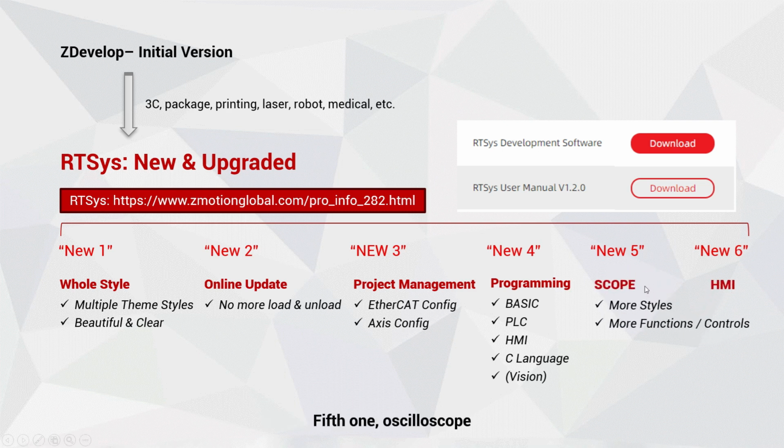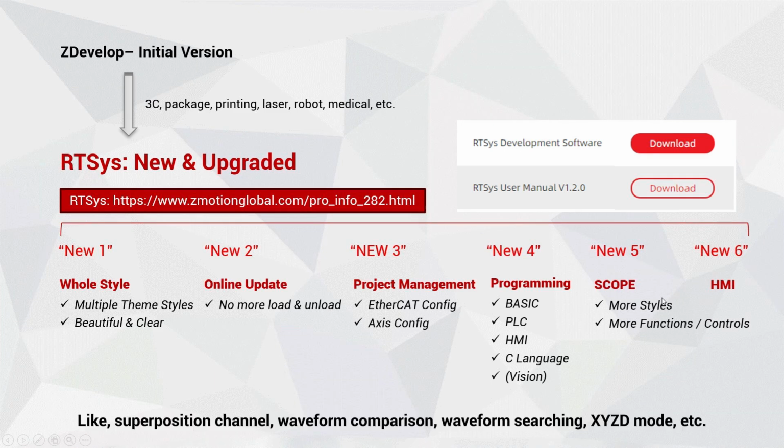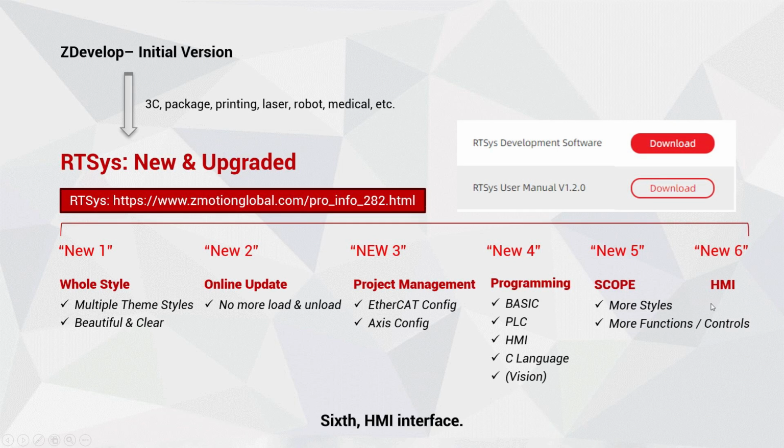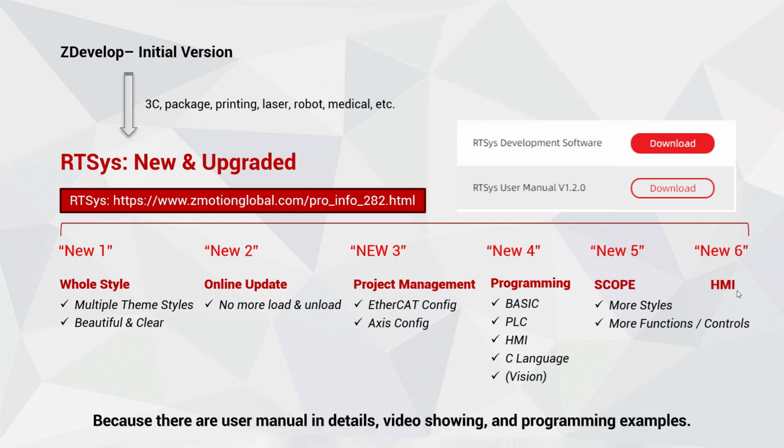Fifth one, oscilloscope. The oscilloscope updates the style and function. More styles, more functions, like superposition channel, waveform comparison, waveform searching, XYZ mode, etc. Sixth, HMI interface. Also, the style updated, more controls added. Even though RTSys expanded so many parts and functions, it is still clear, easy to learn, easy to use, because there are user manual and details, video showing, and programming examples.